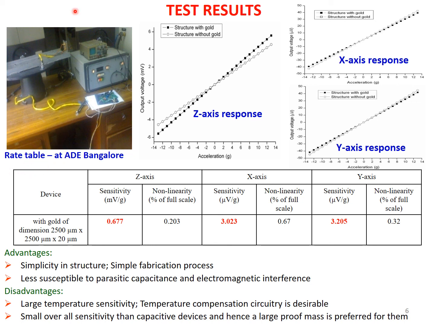So accelerometer testing means, on this table we will mount our piezoresistive accelerometer device, and then when accelerations are applied, the resistance change will happen because of the accelerations, and we will use a circuit board which will convert the resistance change into voltage. This is the circuit, and that circuit output we can measure with the help of either an oscilloscope or a multimeter like this.